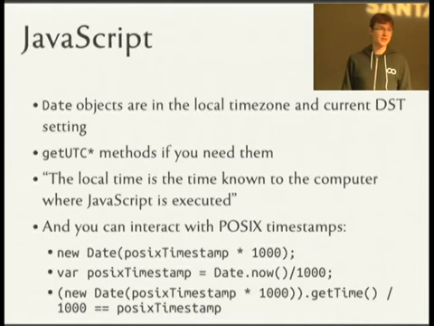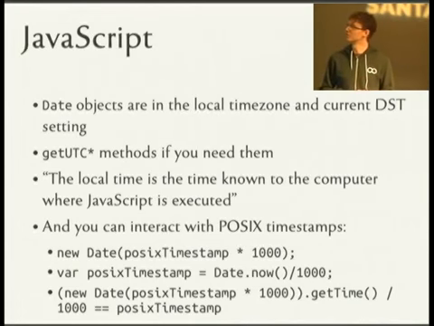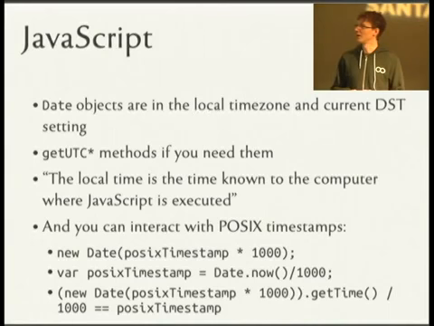JavaScript has date objects which do know about their time offset and the current daylight savings time setting. Unfortunately, that's all they know about. There are getUTC methods, which do return the right things. Internally, it does know UTC, and so it'll get that part right. And you can interact with POSIX timestamps. You can pass in a POSIX timestamp times 1,000. JavaScript likes to think in milliseconds. And you can get the current Unix timestamp by dividing by 1,000. And you can get time on a date object to get that back out.